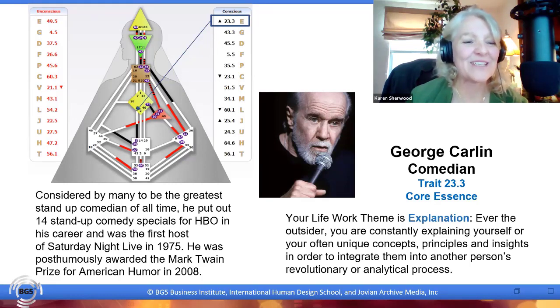So he's considered by many to be the greatest stand-up comedian of all time, and he put out 14 stand-up comedy specials for HBO in his career. And he was the first host on Saturday Night Live in 1975. And he was humorously awarded the Mark Twain Prize for American Humor in 2008. His humor, if you haven't listened to it, is kind of dry, but also very direct and to the point, and very cutting, where you go like, oh, wow, to some of the things that he talks about with society and all kinds of things.